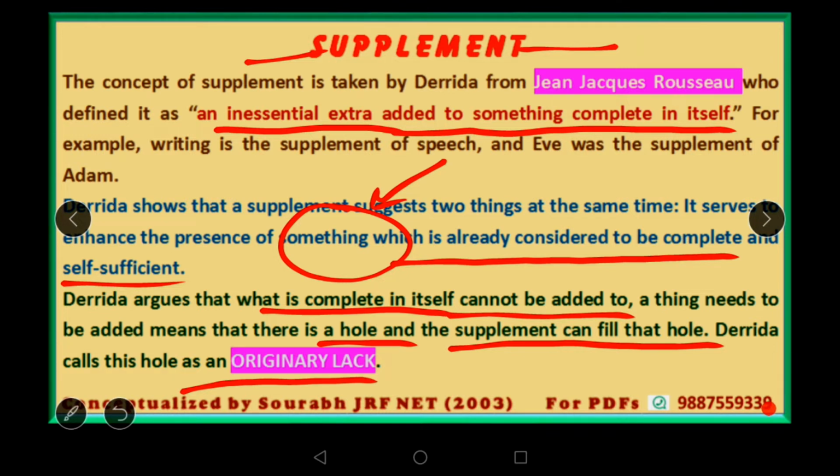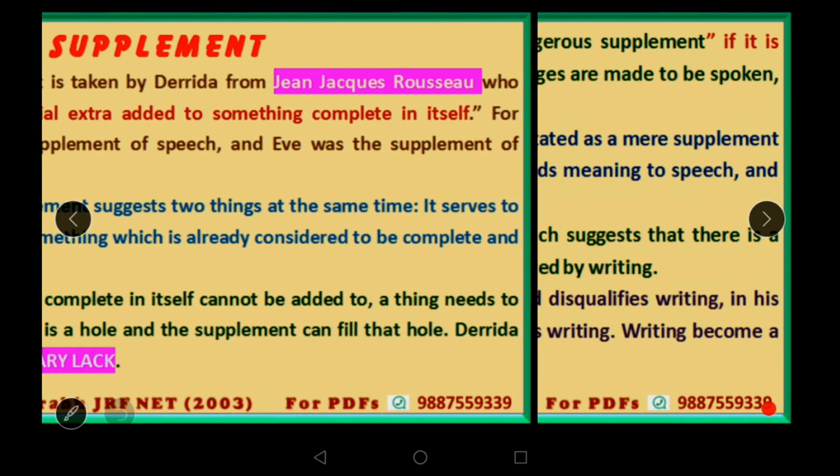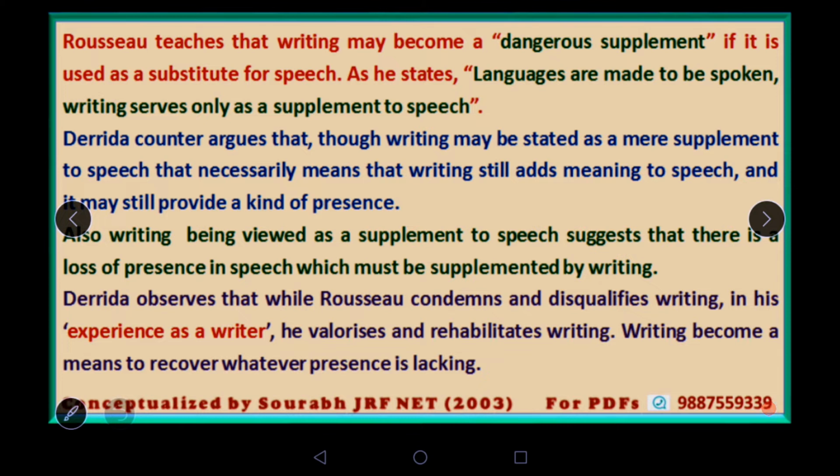Originary lack means if there is a need for a supplement, it means the thing is not complete. There is a gap, there is a hole, there is a lacuna, there is, we can say, space where the supplement fits. Okay, Rousseau teaches writing may become a dangerous supplement if it is used as a substitute for speech. Once again, the typical hierarchy, Rousseau says, okay, writing is good, but it should be used just as a supplement. If it takes the place of speech, it becomes dangerous.